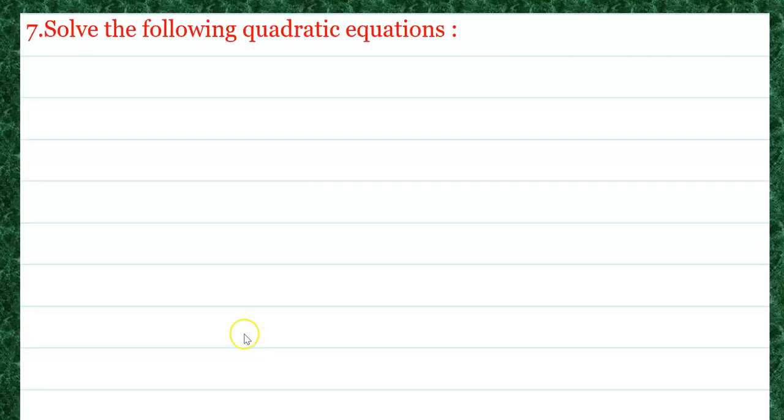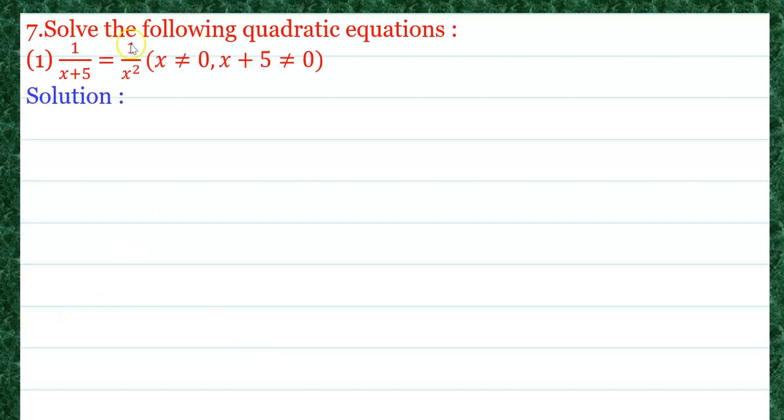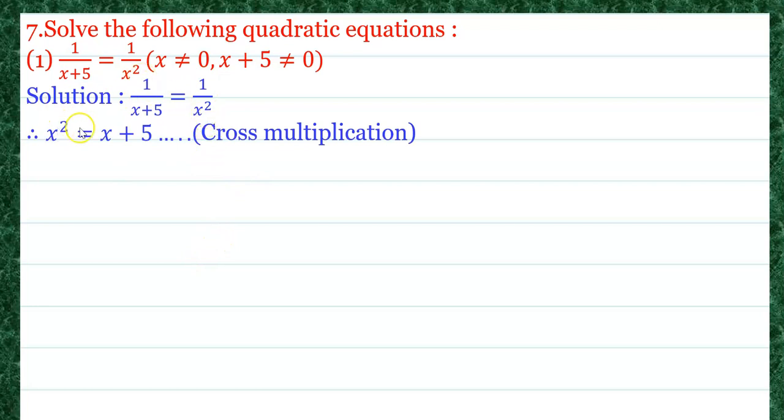Next, question number 7. Solve the following quadratic equation. We have to solve this. What's the first equation? 1 upon x + 5 is equal to 1 upon x². Here we do cross multiplication, that is x² into 1 and (x + 5) into 1. x² is equal to x + 5. Simplify after cross multiplication: x² − x − 5 = 0.